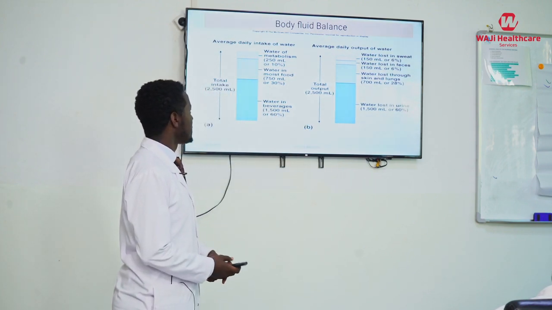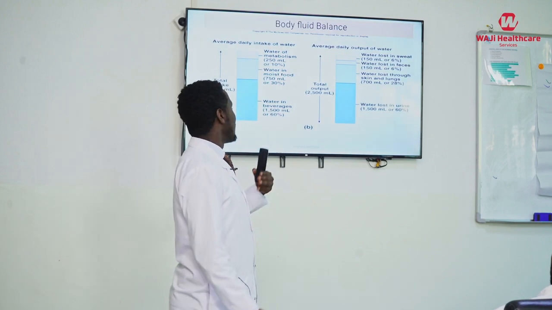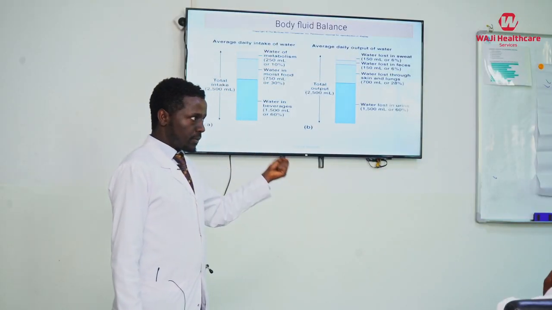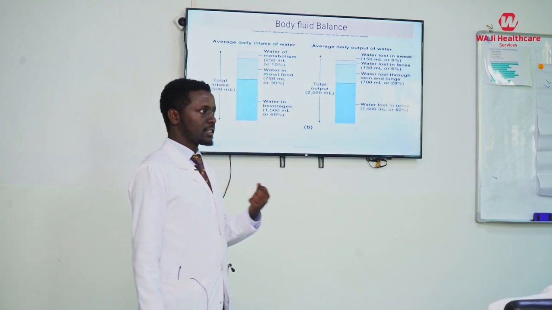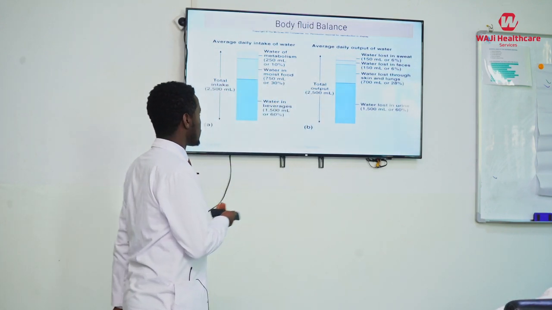Excretion is also the same way. We lose fluid daily with the sweat, in the feces, and through the urine. So the major determinant of intake is drinking, 60%, and the major determinant of fluid loss is the urine, so the kidney is very important. 60% of our body fluid is lost through the kidney, through the urine. So the healthiness of the kidney is very important for regulation of our body fluid.